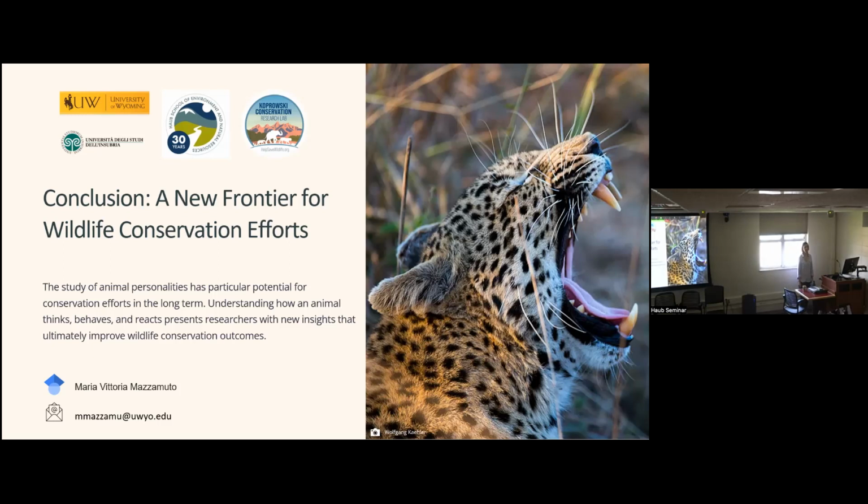And some of it might just be that there is a difference between the presence of personality traits that affect your actions in terms of management and conservation, and the fact that the presence of those personality traits is actually the result of selection, of evolution.